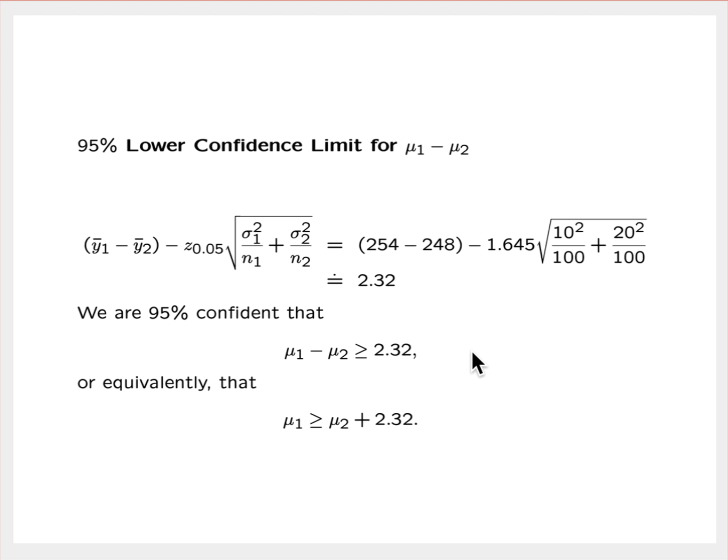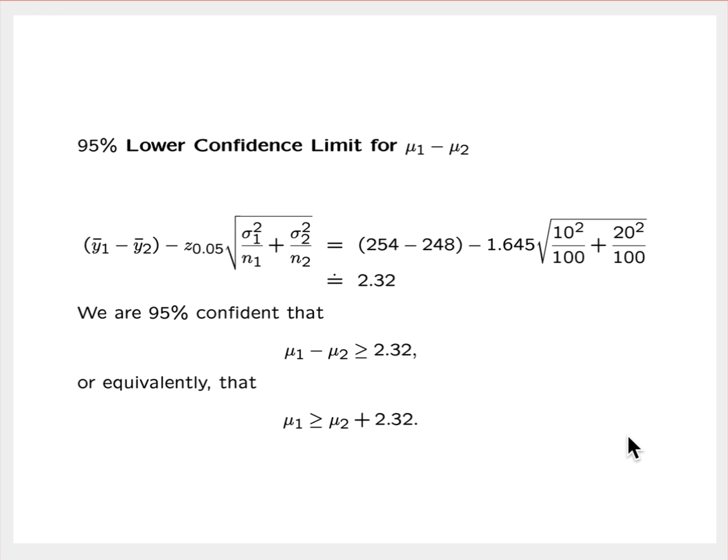And so we can say that we are 95% confident that the difference in population means, mu1 minus mu2, is greater than or equal to 2.32. Equivalently, we can say that we are 95% confident that mu1 is at least 2.32 units larger than mu2. So we conclude here that we're 95% confident that the automated system produces at least 2.32 units more per day on average than does the manual system.